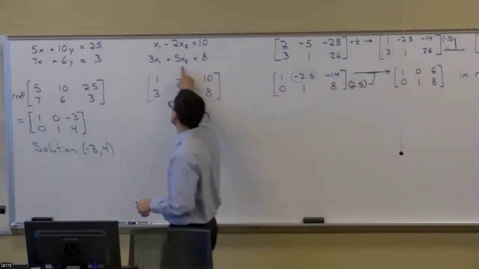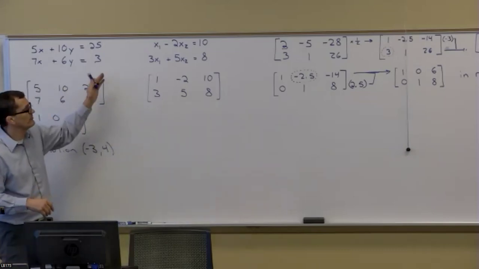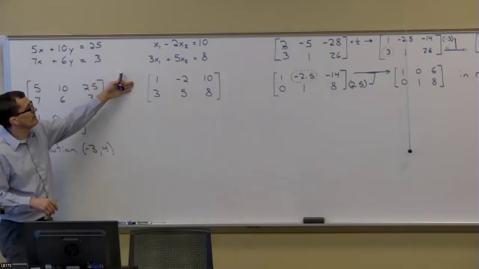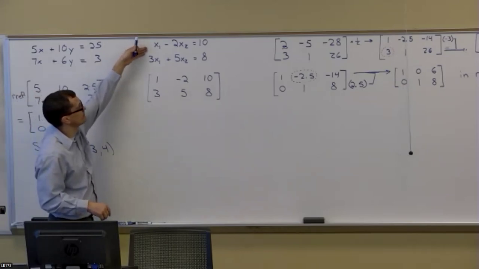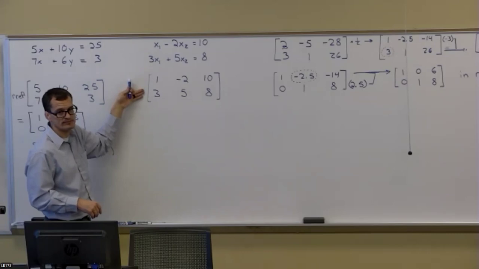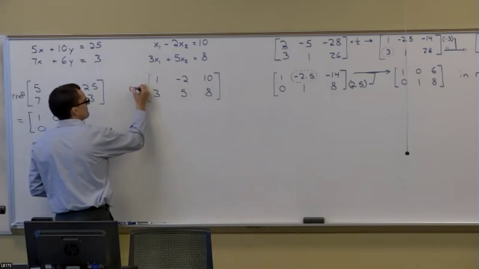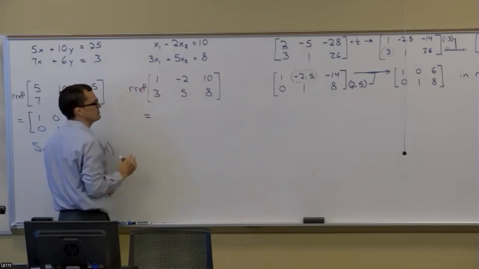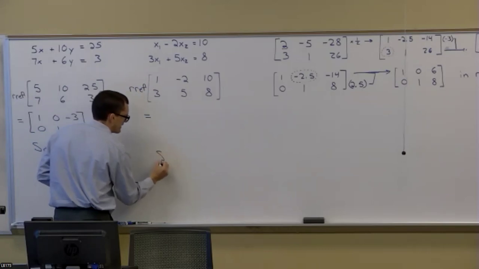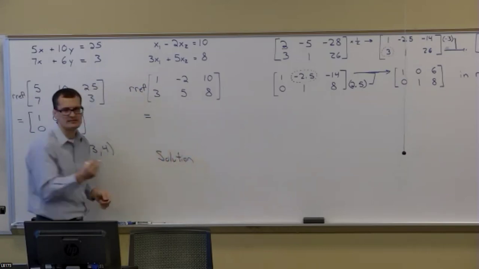Try that with this one on your own. That's the next example, is this one. Take this system of linear equations. We've already made the augmented matrix. Put that augmented matrix into row reduced echelon form. See what you get. And then give the solution to the system.